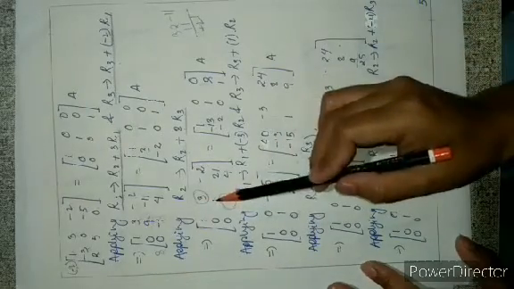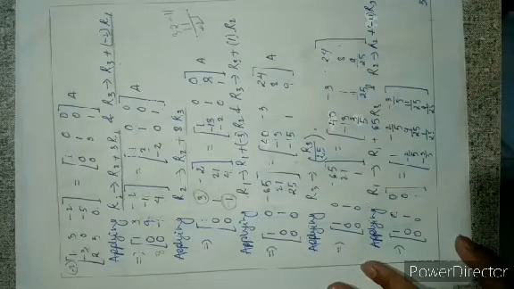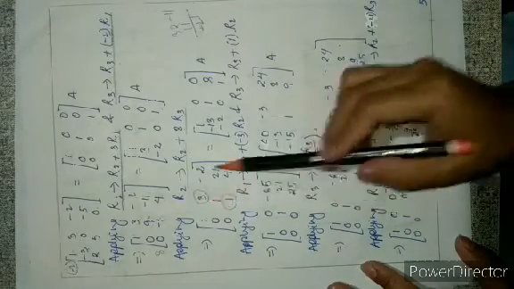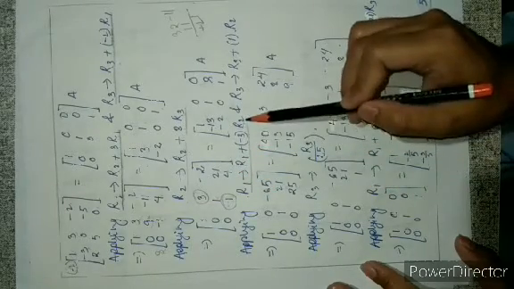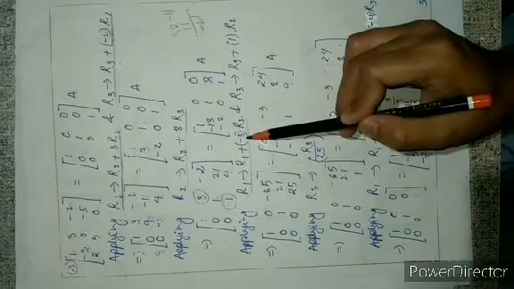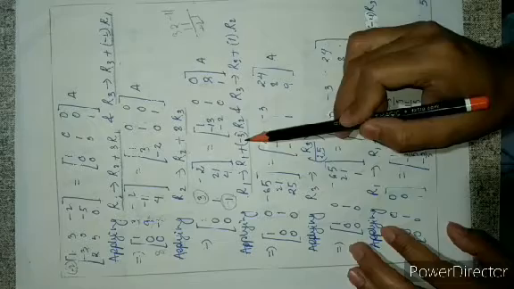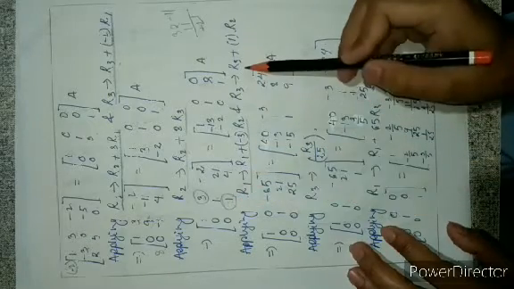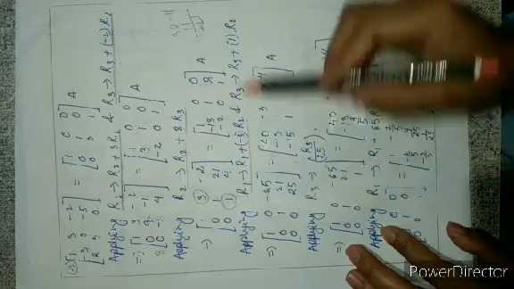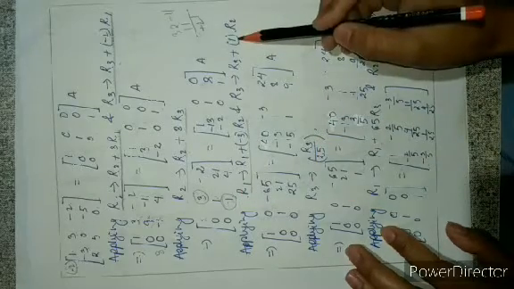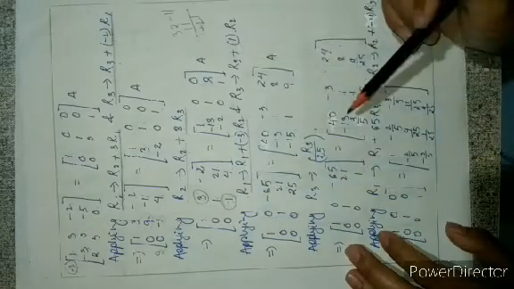By using the element 1 in the second row, make the corresponding elements 3 and minus 1 equal to 0. For the first row, apply this operator R1 tends to R1 plus elements of second row multiplied by minus 3. Here the scalar number is plus 3 and the scalar should be minus 3. Then for the third row, 1 plus minus 1 is equal to 0. Scalar should be plus 1.